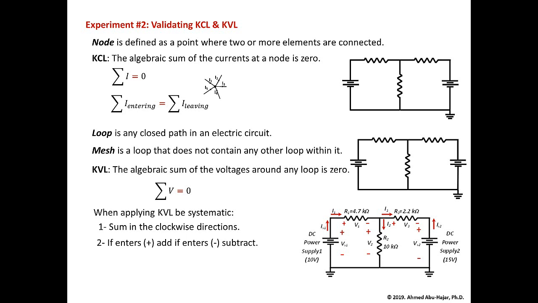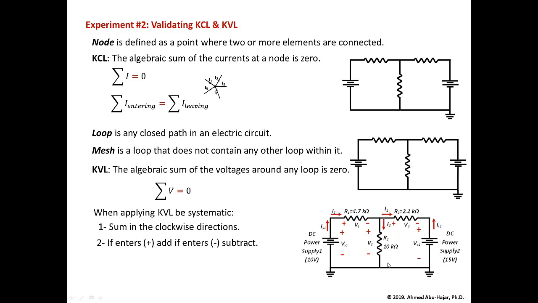So if this is the circuit we have, we're going to measure all those voltages very easily, right? You're going to use the DMM to measure the voltage across this voltage source. We call it VS1. The voltage across this resistor, I call it V1. The voltage across this resistor is V2. The voltage across this resistor is V3. Finally, the voltage across this voltage source, we call it VS2. So once you measure all those voltages, you need to validate KVL.